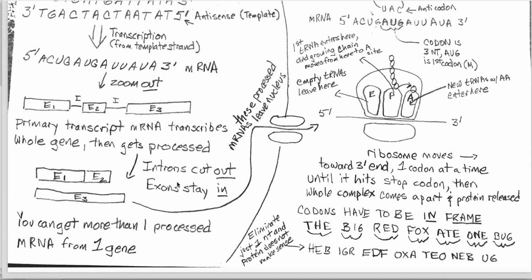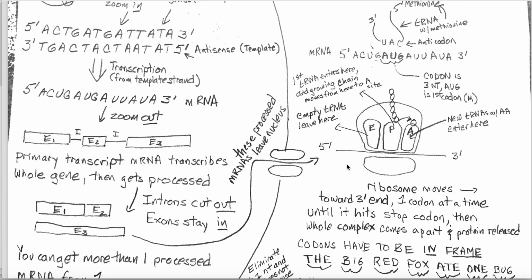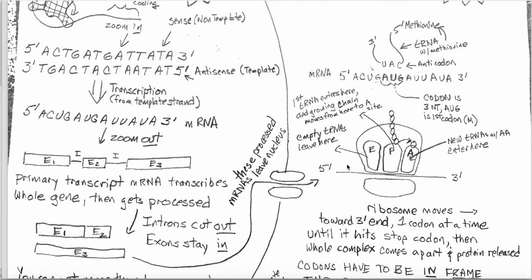Okay. So now you've cut out your introns and you're left with your exons, and that leaves the nucleus. This thing here is a nuclear pore, and it leaves the nucleus, and now it's out in the cytoplasm where it can be worked on by a ribosome. We talked about ribosomes in the last podcast. There's a small subunit and a large subunit, and they come together around the processed mRNA and start translating protein. So how does the ribosome know how to put amino acids together in what order?